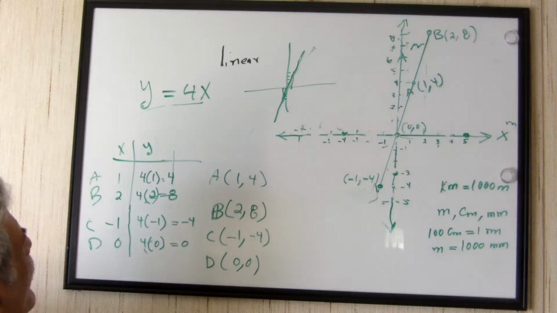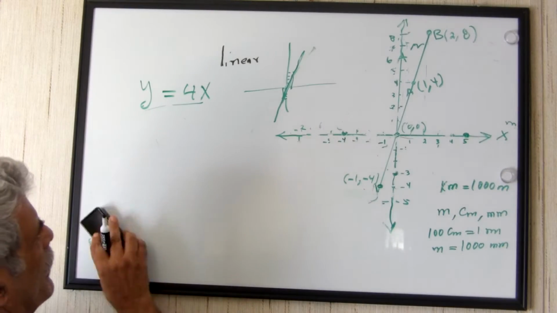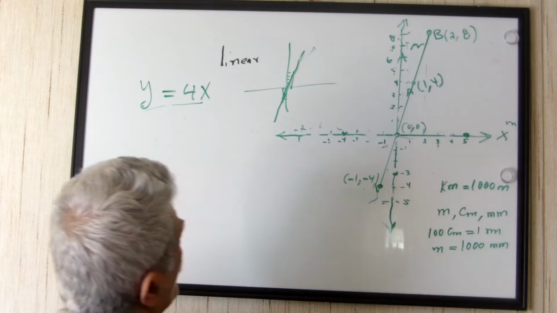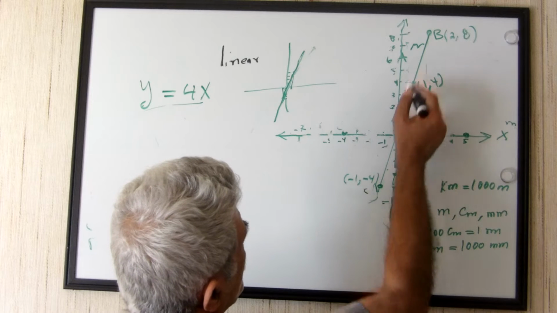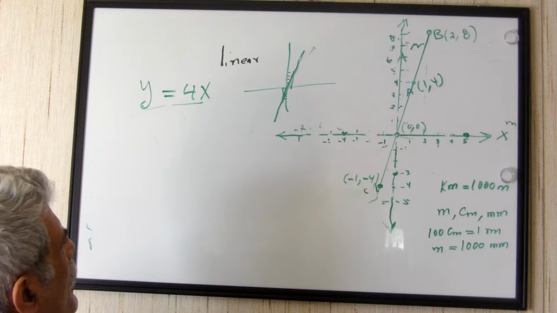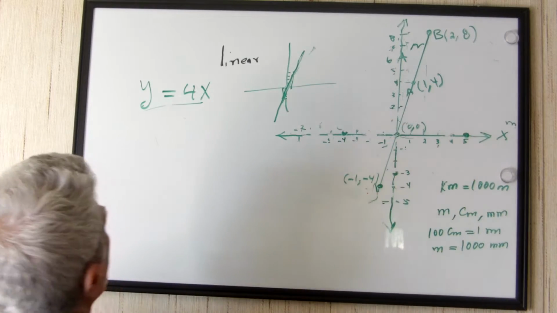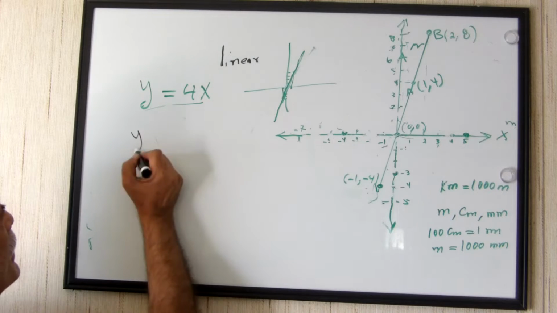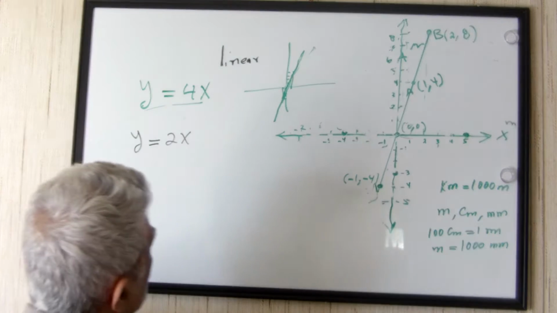Let's graph a couple of other points, ABC for example. This is 3 points. We got 4 points here. 0, 0. Okay, now let's draw y is equal to 2x.